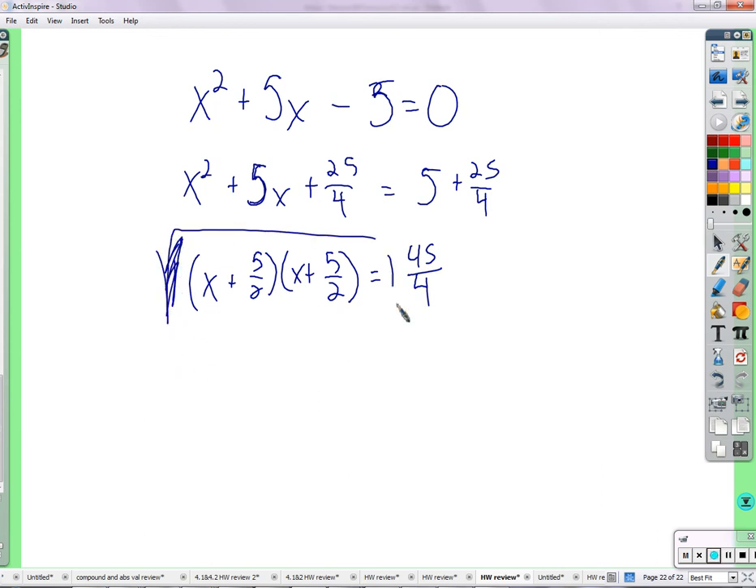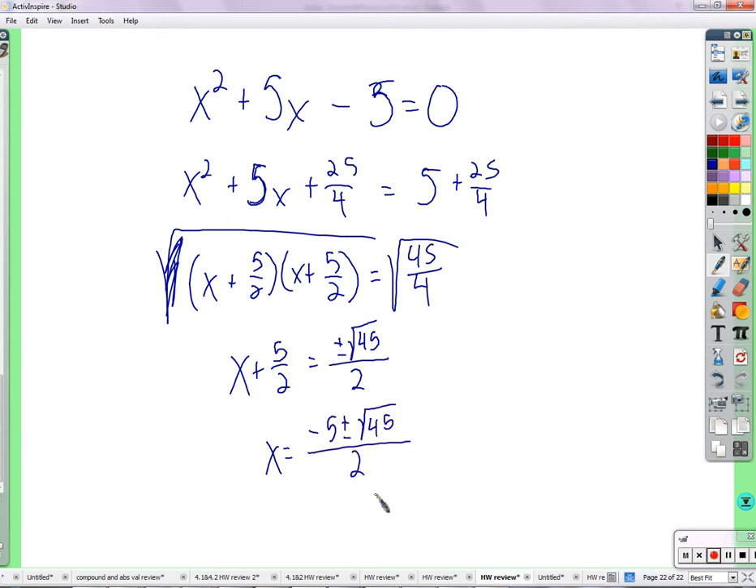We'll take the square root of both sides. The square root of this is x plus 5 halves. The square root of this is plus or minus the square root of 45 over 2. So x equals negative 5 plus or minus the square root of 45 over 2, because I have a common denominator.